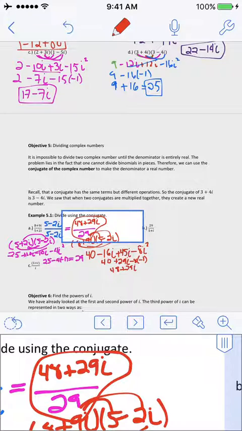Now, just like when you have a binomial, I cannot cancel the top 29 with the bottom 29. I just can't do it, because that is part of an addition, part of a binomial, part of a complex number, and you can't take pieces of complex numbers.